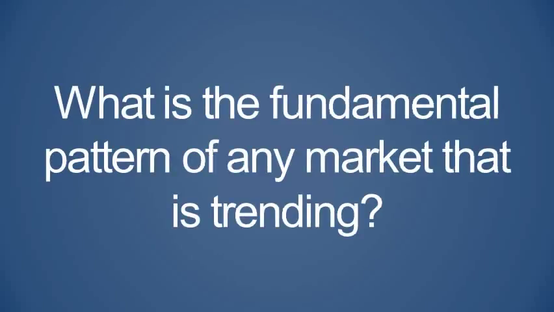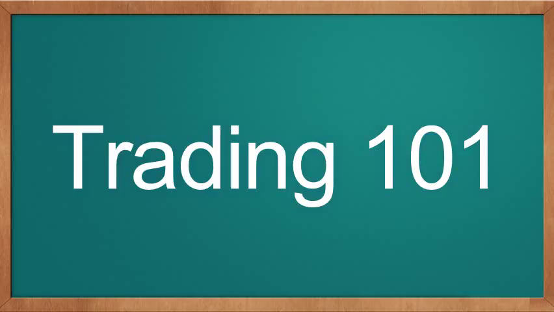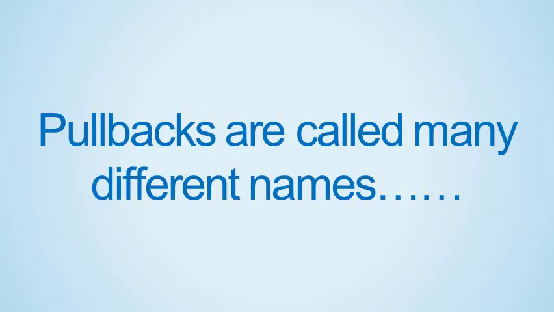What is the fundamental pattern of any market that's trending? Well, it depends on the direction, right? So if a market's trending up, we expect to see higher highs and higher lows, and all the downswings to be relatively the same. Just flip what I just mentioned over and you have a market that's heading down. Now this is certainly basic knowledge that any trader should know and be able to profit from, and I want to show you how.